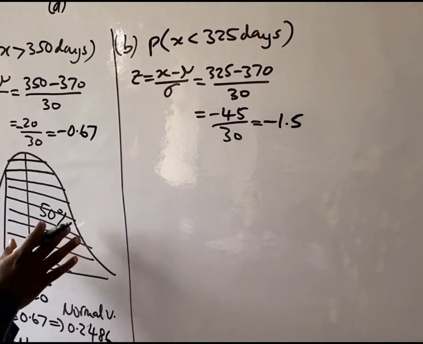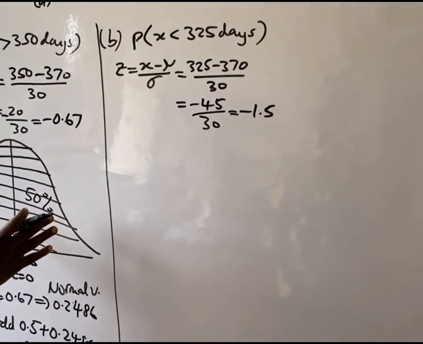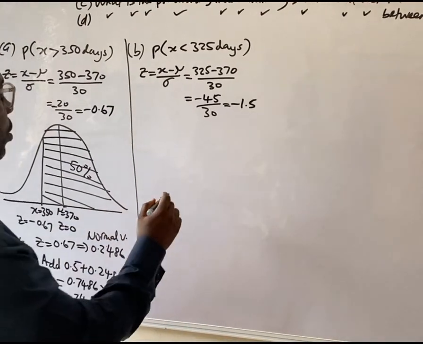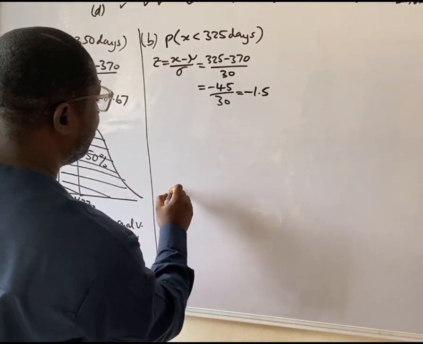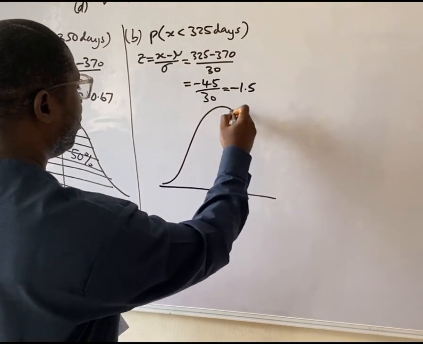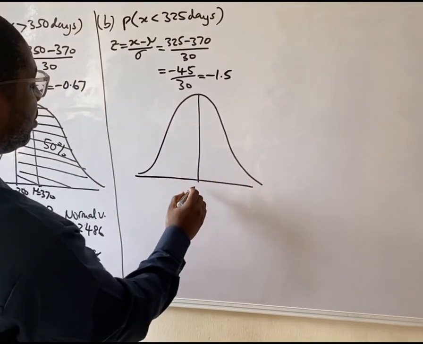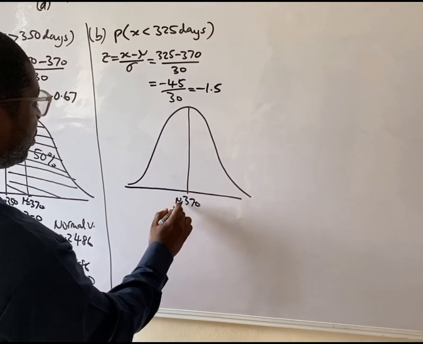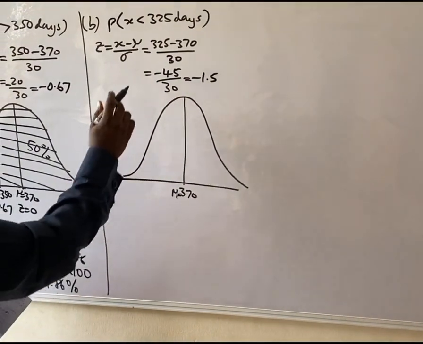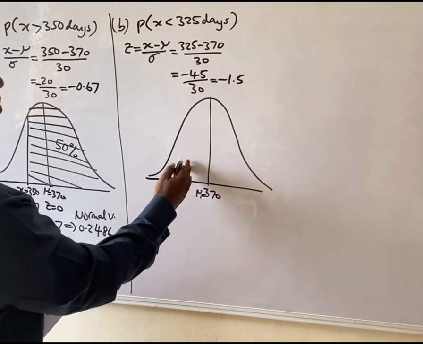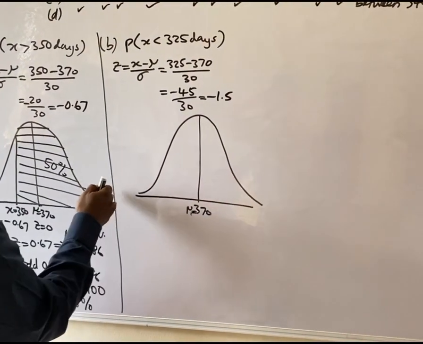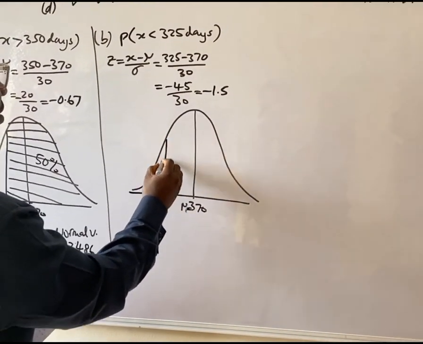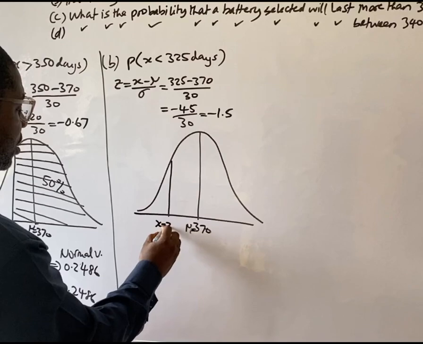So we will now draw. The next thing is to draw our normal curve, so that we can represent the values we are looking for. Here we know that this is 370, the mean value, and we're looking for 325. Is it going to be on this side or on this side? It's going to be on this side because this is the center. So we're going to put 325 here. So x is 325.